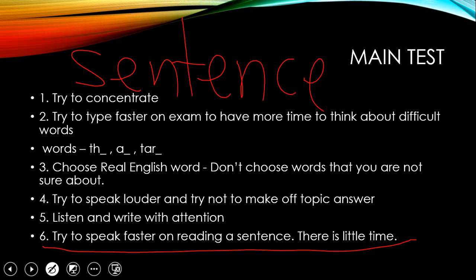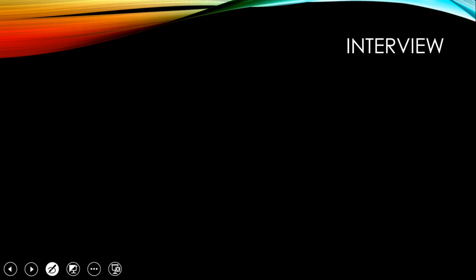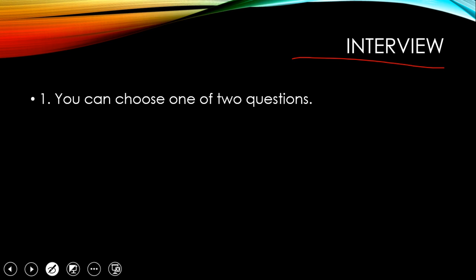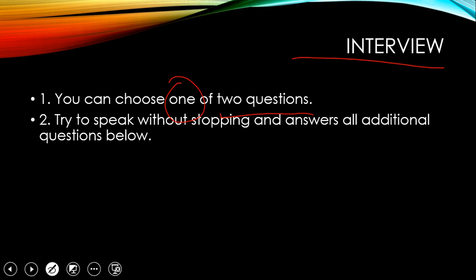Then we can move on to the last section, which is the interview. You will be asked to speak for about 2 or 3 minutes and write for 3 or 4 minutes. There will be 2 questions and you need to choose one, and speak on that question and try to speak without stopping. Answer all additional questions below, make sure you don't omit them, and try to speak as much as possible. You can speak until 10 or 30 seconds are left. It will be good enough.